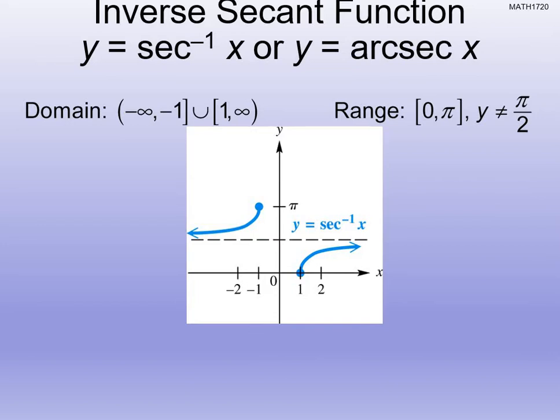Then the range for arc secant is what the domain was for secant. Remember, the domain for secant had breaks every pi because we had division by 0. So in this case, we're going to go 0 to pi for the range. So that's the limitation on the range.